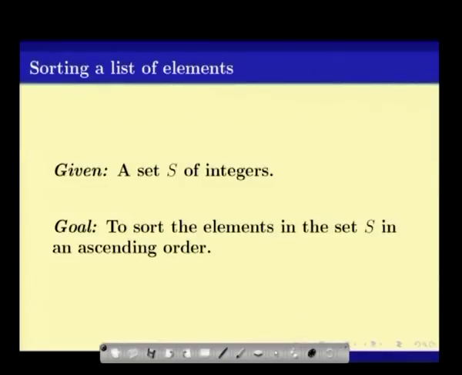The problem at hand is that we have been given a set of integers and we want to sort this set of integers in ascending order. Note that here the integers play no particular role. All that matters is that this set of elements has a total ordering. In the case of integers, we have a total ordering, and that is why we have used that one as an example.